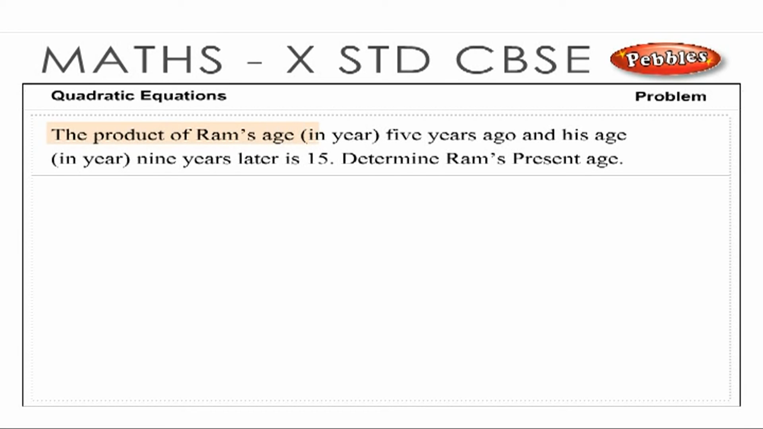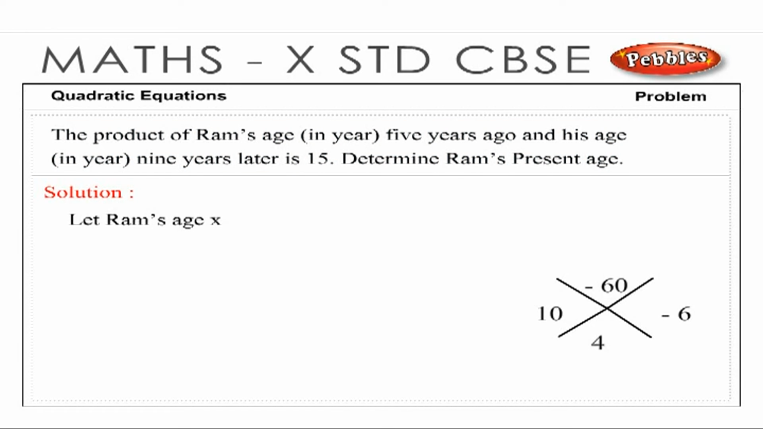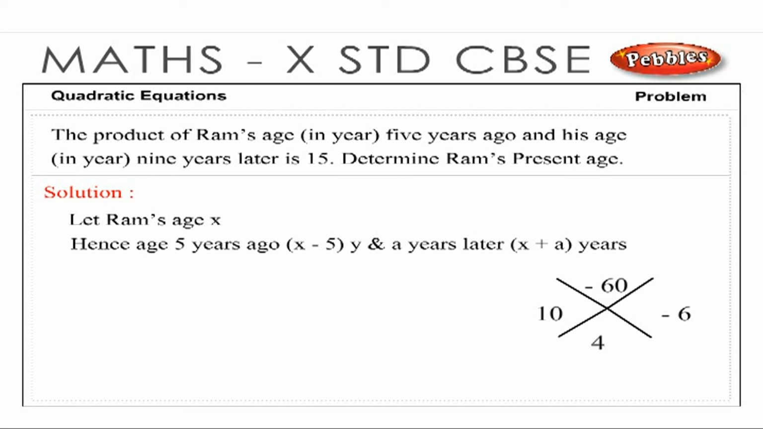The product of Ram's age in years 5 years ago and his age in years 9 years later is 15. Determine Ram's present age. Solution. Let Ram's age be x. Hence, age 5 years ago is x minus 5 and 9 years later is x plus 9. (x minus 5) into (x plus 9) is equal to 15. x square minus 5x plus 9x minus 45 minus 15 is equal to 0.